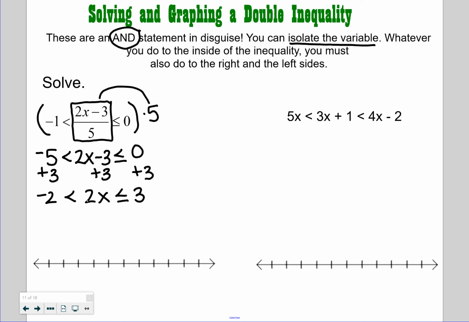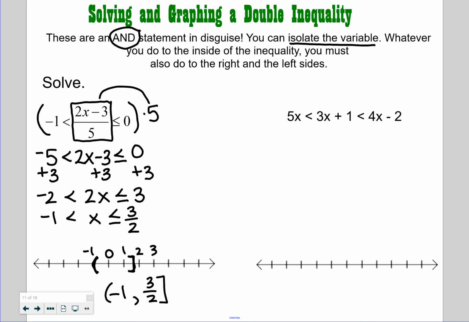And then I'm going to divide everything by 2, which gives me -1 less than x less than or equal to 3/2. What's nice about these is you can see that x is between -1 and 3/2. That's your solution. -1 with a parentheses because it's not equal to, and 3/2 with a bracket because it's equal to. And if you graph that on a number line, here's 0, here's -1, here's 1, here's 2, here's 3. -1 would have a parentheses. 3/2, which is 1.5, would have a bracket. And it would be everything between them.